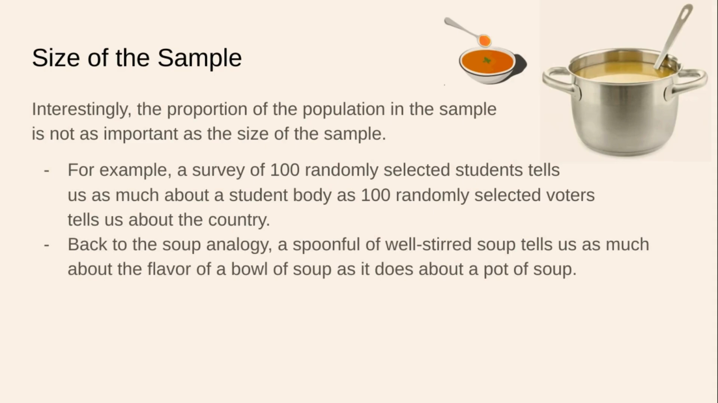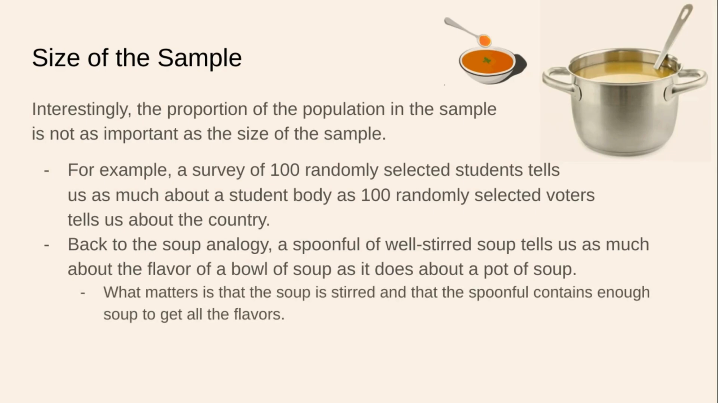Back to that soup analogy, a spoonful of well-stirred soup tells us as much about the flavor of a bowl of soup as it does about a pot of soup. And this is what makes the soup analogy so great. It captures this concept that it doesn't matter how big your population is, it just matters how big the size of the sample is, regardless of the population. What matters is that the soup is stirred, there's randomization at work, and that the spoonful contains enough soup to get all the flavors, that's sample size at work.